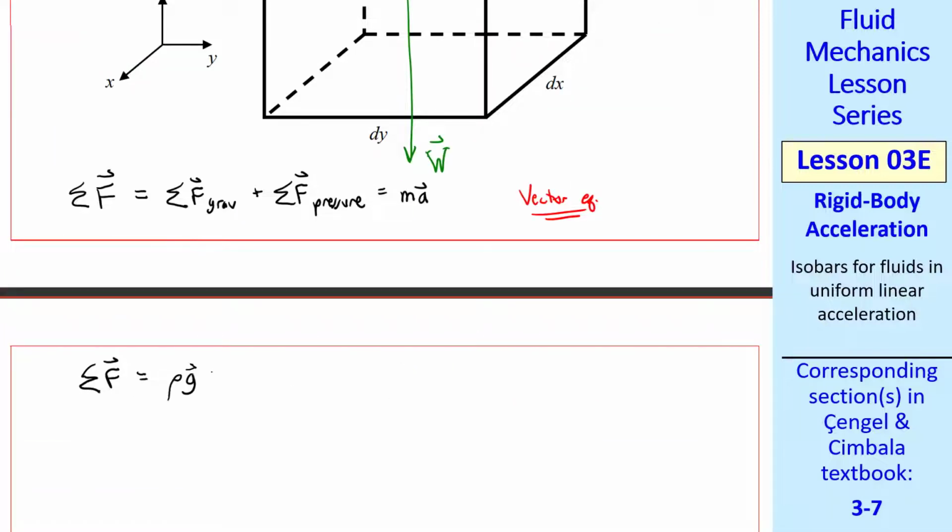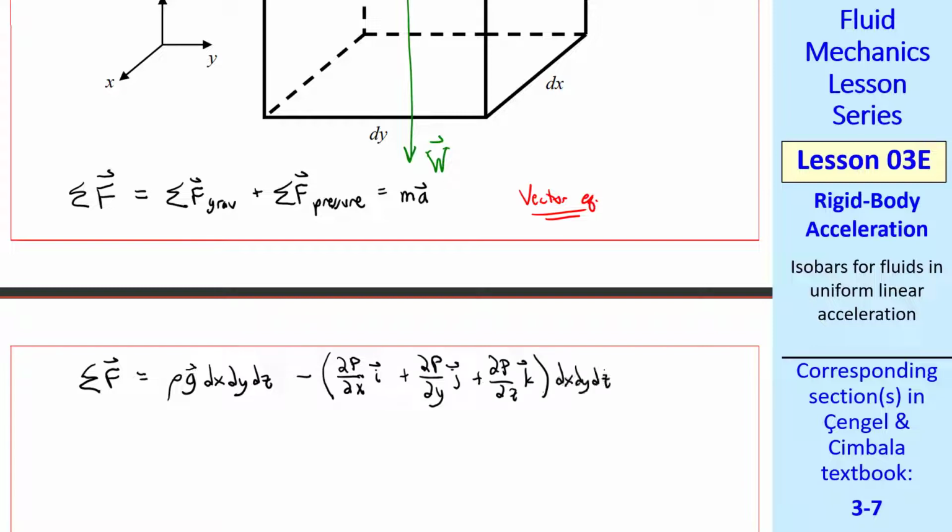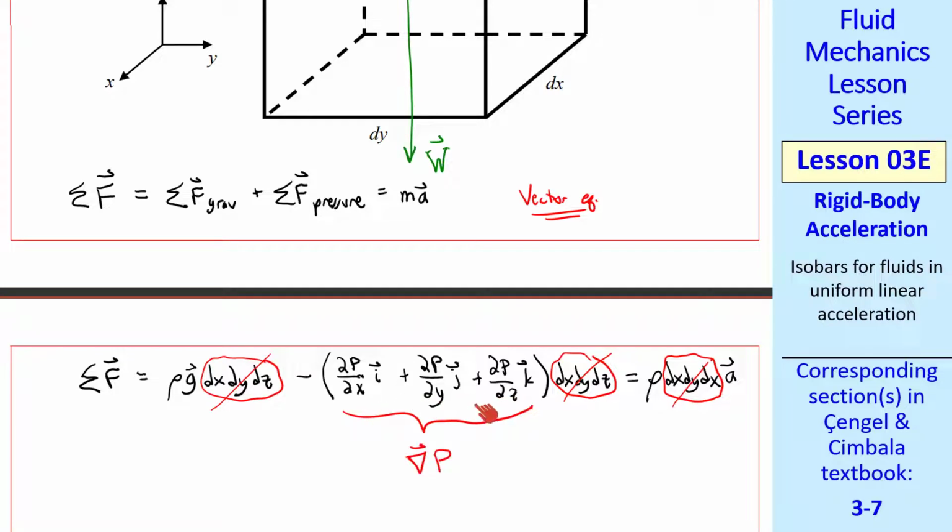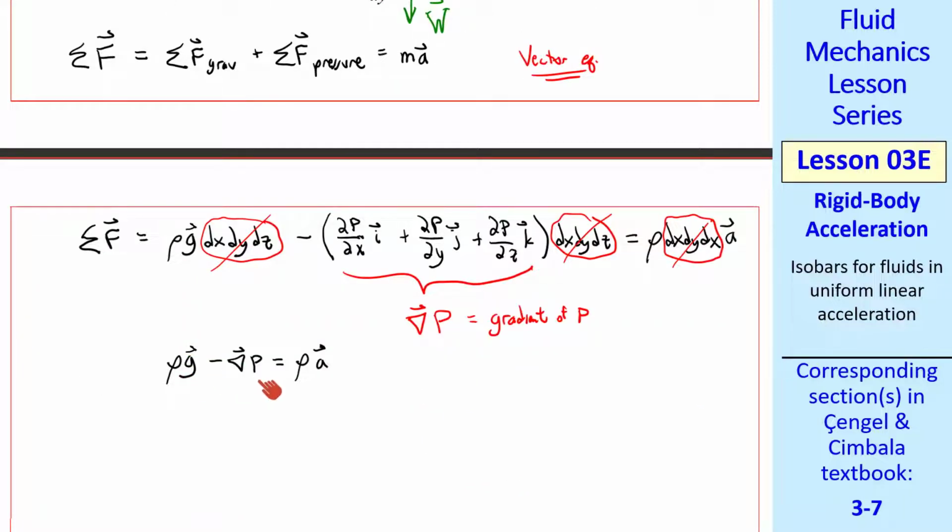Let's expand this out. The gravity term is rho g times the volume of the element. When we use a Taylor series expansion like we did previously, the pressure forces in three directions are del p del x i plus del p del y j plus del p del z k, again times the volume. The mass is rho times volume, and then we have our acceleration. dx dy dz, the volume of the element, occurs in each term and therefore cancels. And you should recall from your math class that this grouping of terms is the gradient of pressure. So our equation becomes rho g minus the gradient of p equals rho a. Let's rearrange it as gradient of p equals rho times (g minus a). I'll call this equation 1.